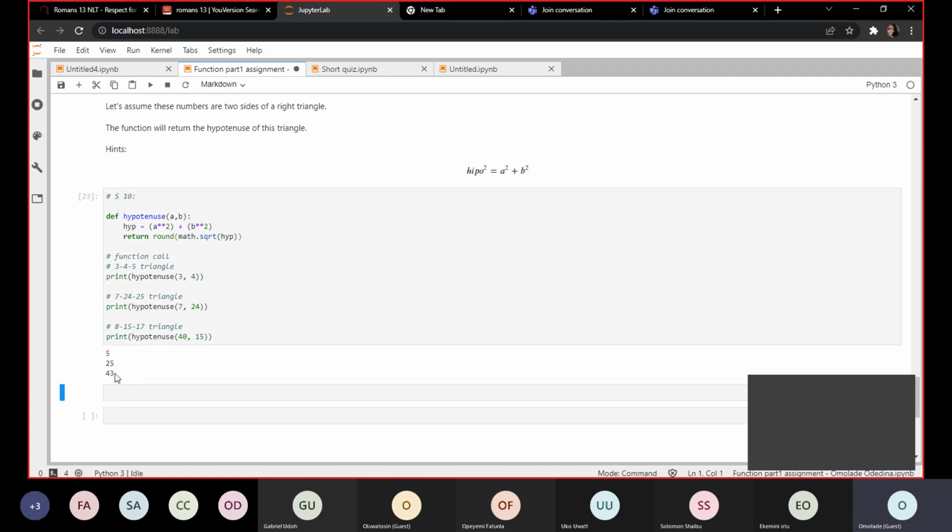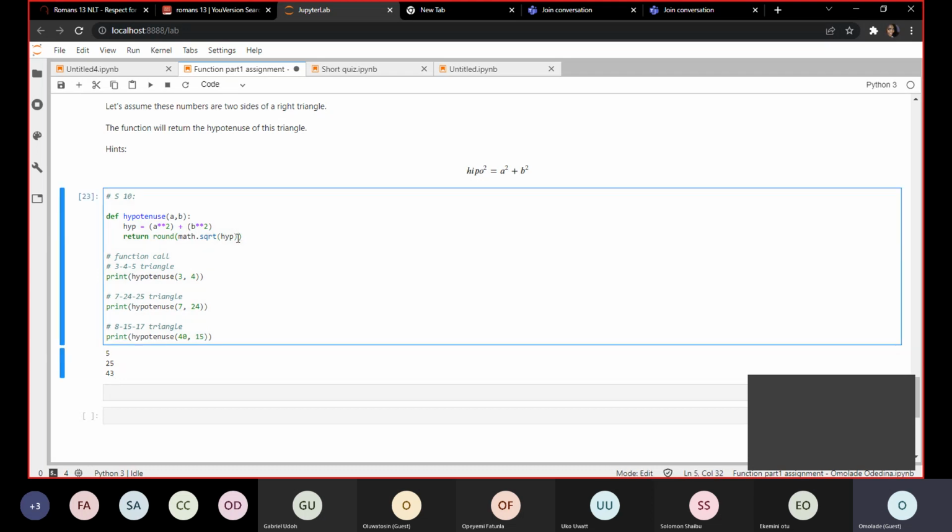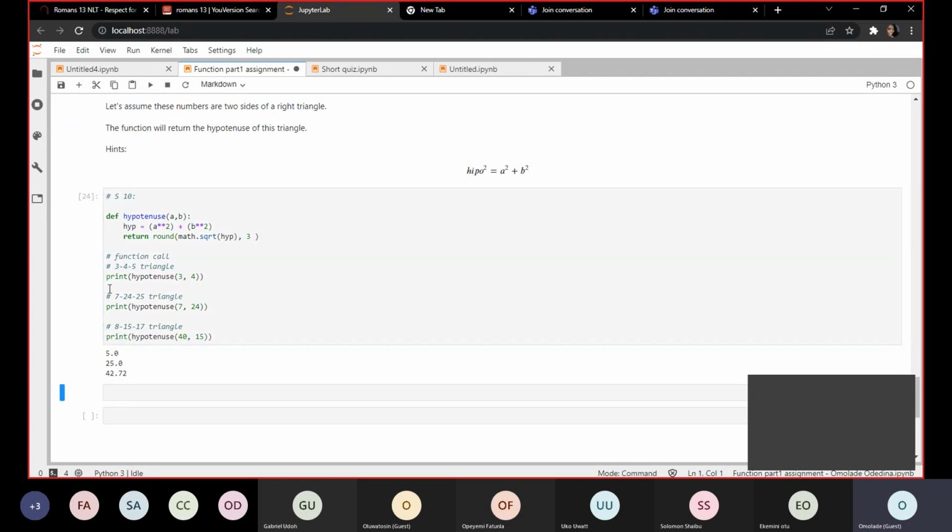So let us say this 43 gave us 42 point something. If you put a comma here and you put maybe 3, it will help you round up your number to 3 decimal places. Sorry, 2 decimal places. So it helps you round up your number.